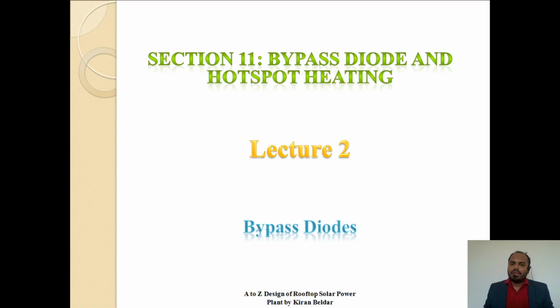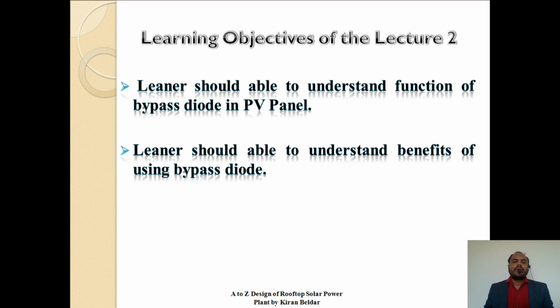Section number 11, bypass diode and hotspot heating. Lecture number 2, bypass diodes. Learning objectives of lecture number 2. Learner should be able to understand the function of a bypass diode in the PV cell or the PV panel. Learner should be able to understand the benefits of using bypass diodes.